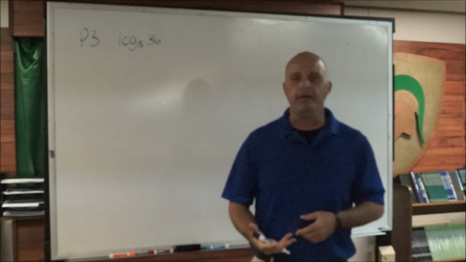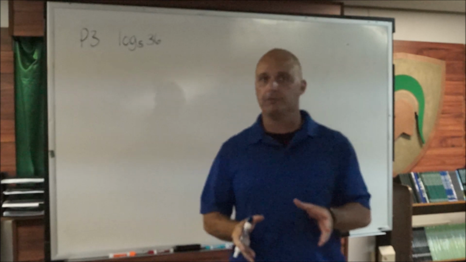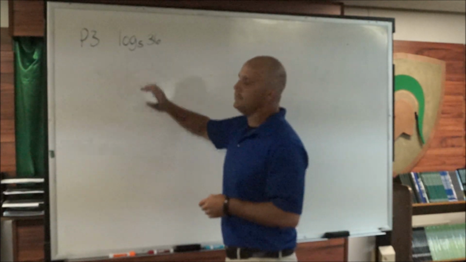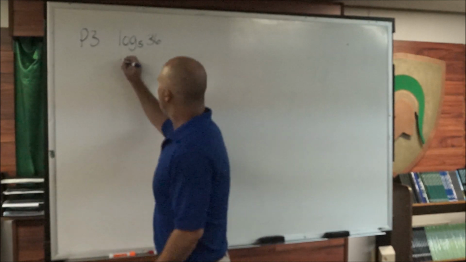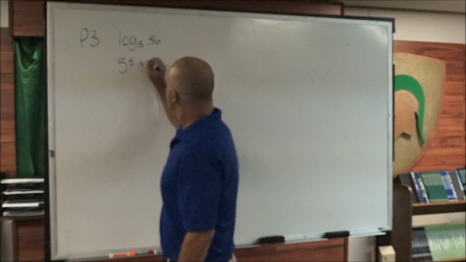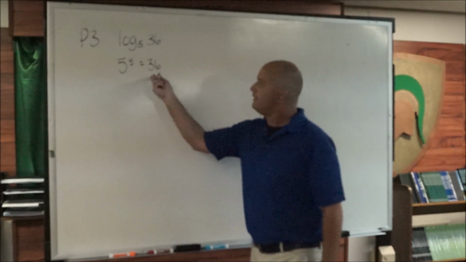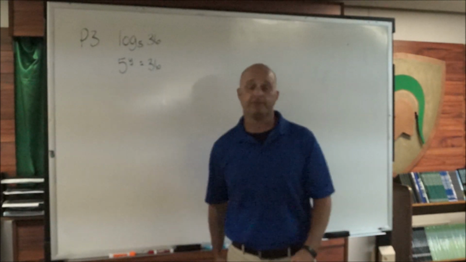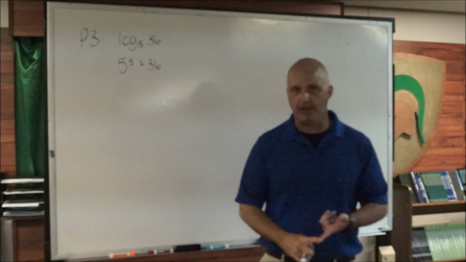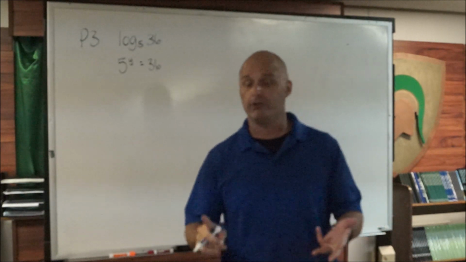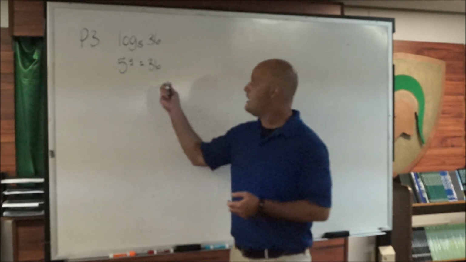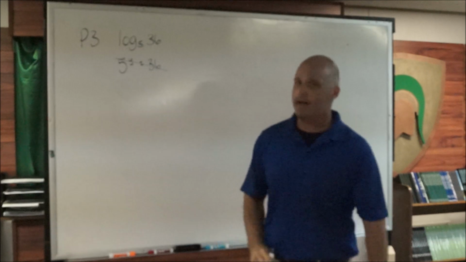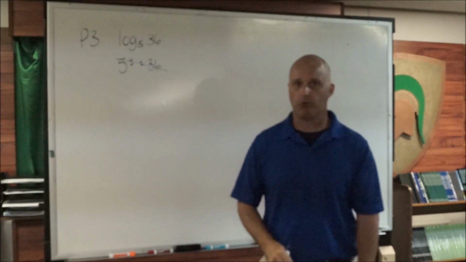Now in problem 3b, there's absolutely no way that we're going to be able to solve this without the use of a calculator. Let me show you why. If we were to take this and turn it into exponential form, we would have 5 to the y equals 36. There's absolutely no way we can take 36 and make it into a base of 5. We could do it with 25, we could do it with 125, we could do it with 625, but we're not going to be able to do it with 36. So we don't even want to try that. We just want to go straight to change of base form.